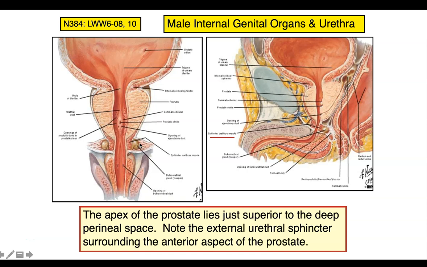Deep to the perineal membrane is the deep perineal pouch, and superficial to the perineal membrane is the superficial perineal pouch. And within this deep perineal pouch, the membranous part of the urethra is surrounded by a muscle. That muscle is called the external urethral sphincter muscle. The external urethral sphincter muscle is a skeletal muscle. It is under voluntary control. And when the external urethral sphincter muscle contracts, it stops the flow of urine.